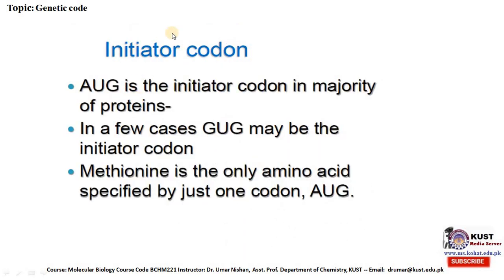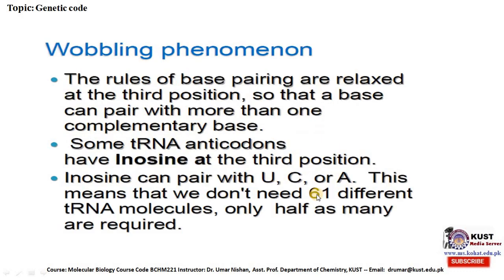Initiator codon is very important. AUG is the initiator codon in majority of proteins. In a few cases, GUG may be the initiator codon. Methionine is the only amino acid specified by just one codon, AUG.